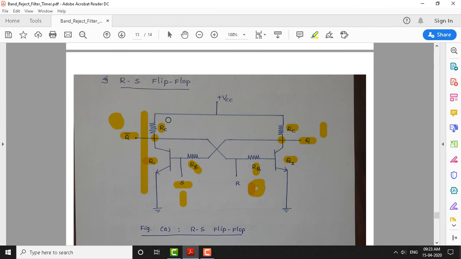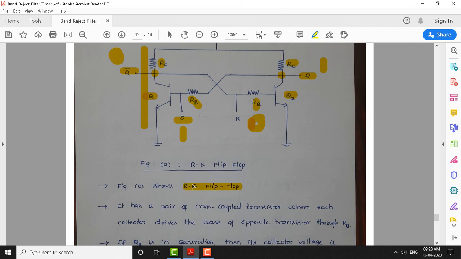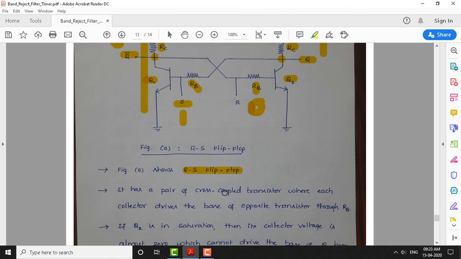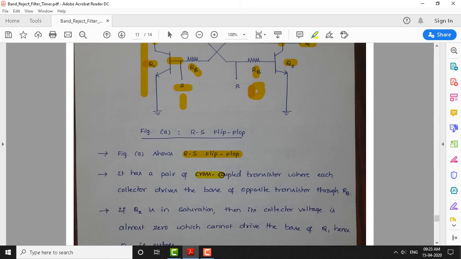Now let us see various details of this RS flip flop. The figure shows the RS flip flop. It has a pair of cross-coupled transistors. We have seen already this is cross-coupled. This kind of connection is called cross-coupling, where the base of Q2 comes from the collector of Q1, whereas the base of Q1 comes from the collector of Q2. Each collector drives the base of the opposite transistor through the resistance RB. We have a resistance RB here which is driving the base of Q1.